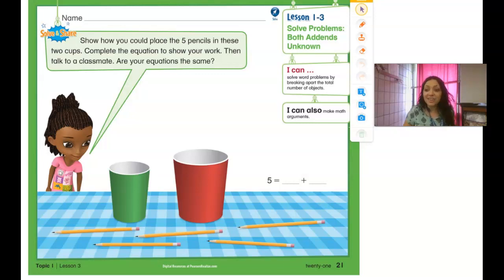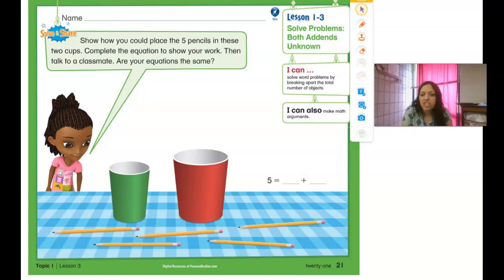All right, guys, we are ready to start Envision Lesson 1-3. You guys did an awesome job yesterday putting things together to solve word problems. So we are going to do something a little bit different today. We're going to solve problems with both addends unknown, which is a little bit tricky, and we're going to kind of figure that out. We're going to try to find the missing addends by breaking apart some different numbers.